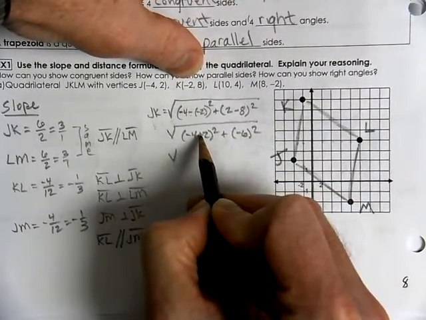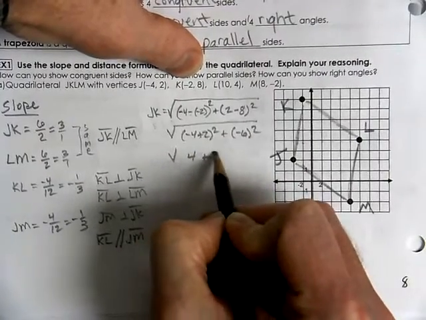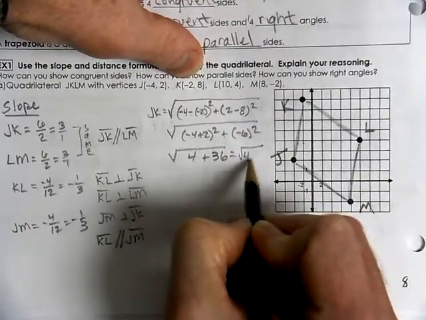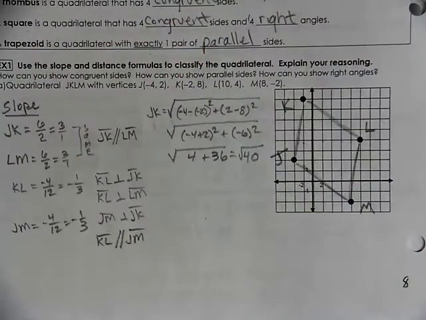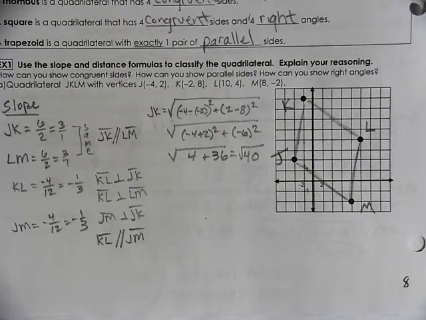That gives me -4 plus 2 is -2. Squared is 4 plus 36. So this is the square root of 40. Can I simplify the square root of 40? Yes. But I'm just comparing. So I'm not going to force you to simplify the square root of 40 at this point.